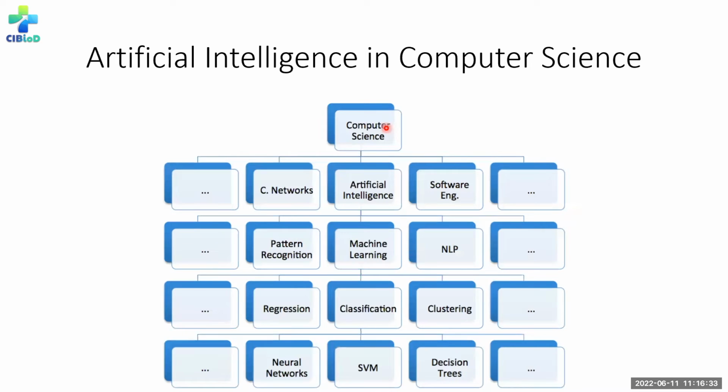Computer science has different areas from a student's point of view, like networking, AI, software engineering, and other subjects. AI has its own subtopics: pattern recognition, machine learning, natural language processing, computer vision, and so on. But I would like to update you that all these fields are interdependent. They are not mutually exclusive.